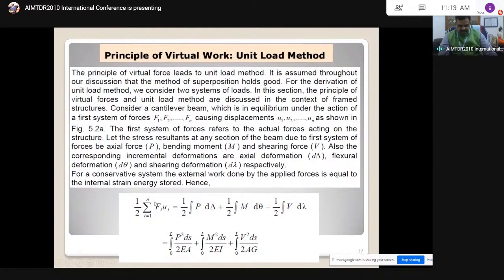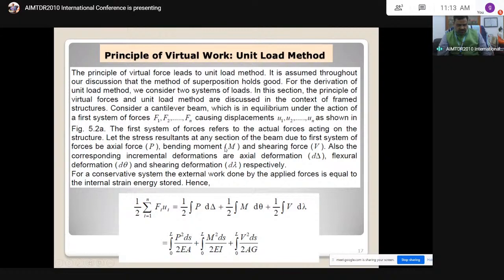If it is a stress-strain diagram, it is half base into height. Similarly, I am representing forces F1, F2, and U is the displacement. But let us consider the external forces, which may be in the form of a concentrated load, axial force, bending moment, or shear force: M into d theta for rotation, and shear force for translation. If I consider all those, but instead of real displacement like this, I am considering virtual displacements.